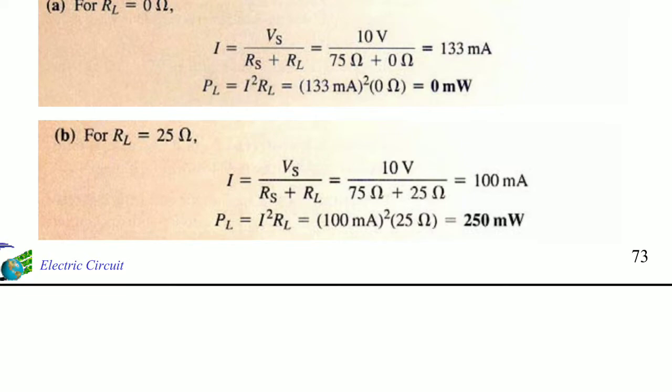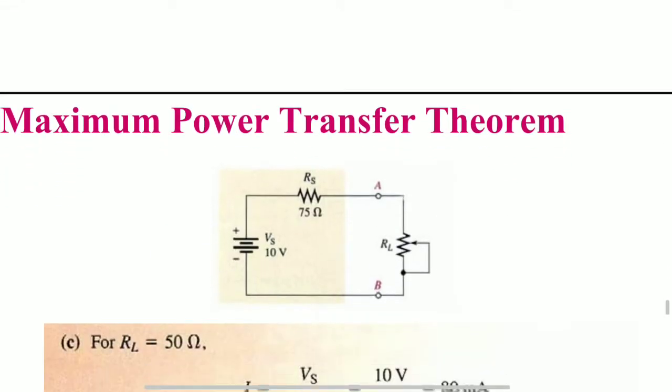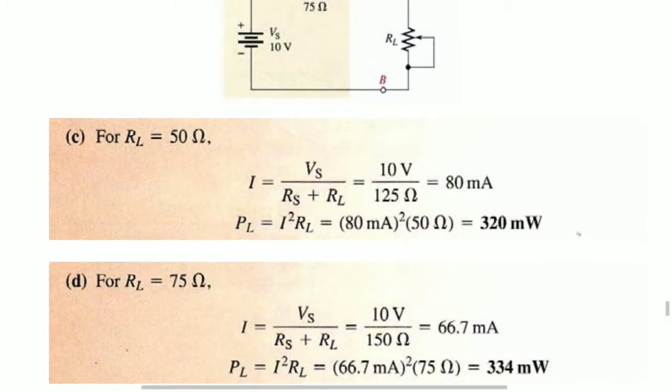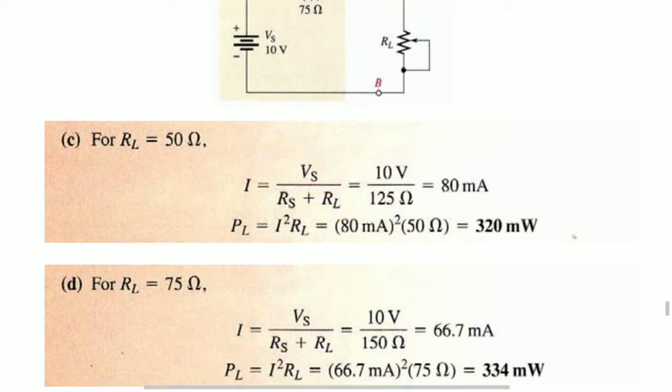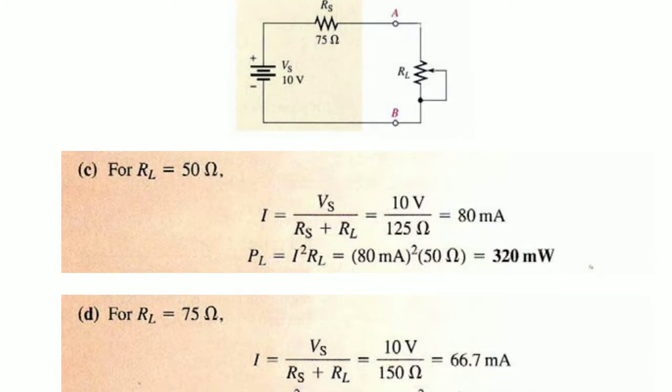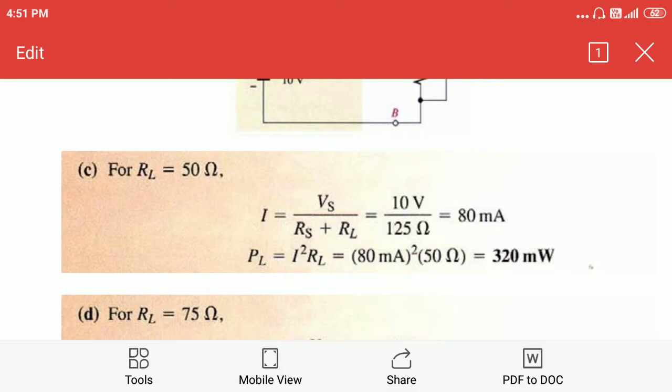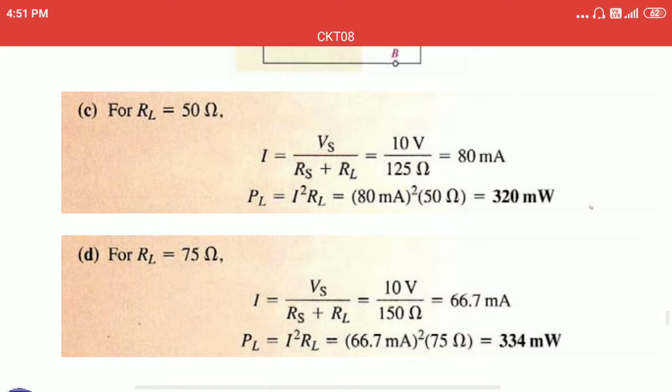Then go for RL equal to 50. The load is changing: RL is 0, 25 and 50. So I is equal to Vs by Rs plus RL, that means 10 volts divided by 125 ohms, which is 80 milliamps. PL is equal to I square RL. Here I is 80 milliamps, whole square into 50 ohms, gives 320 milliwatts.